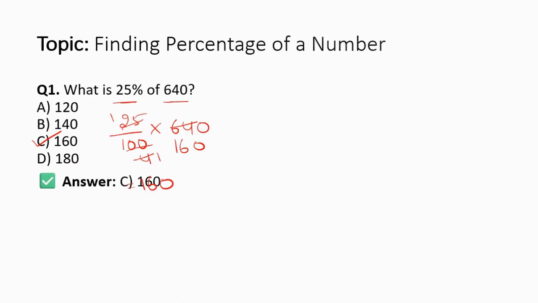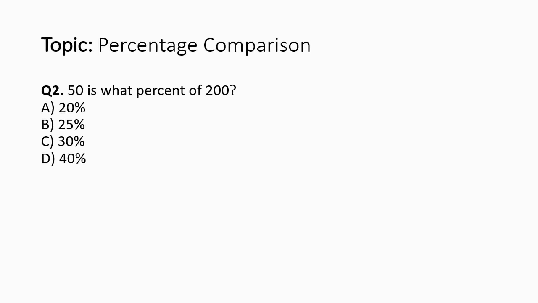Next, the second topic is percentage comparison. Here, 50 is what percent of 200? We need to find the percentage value of 50 in the value of 200. So we take 50 as numerator and 200 as denominator. We need the value in percentages, so multiply by 100. 100 ones are 100, 100 twos are 200, 2 ones are 2, 2 twos are 4... the answer will be 25%.